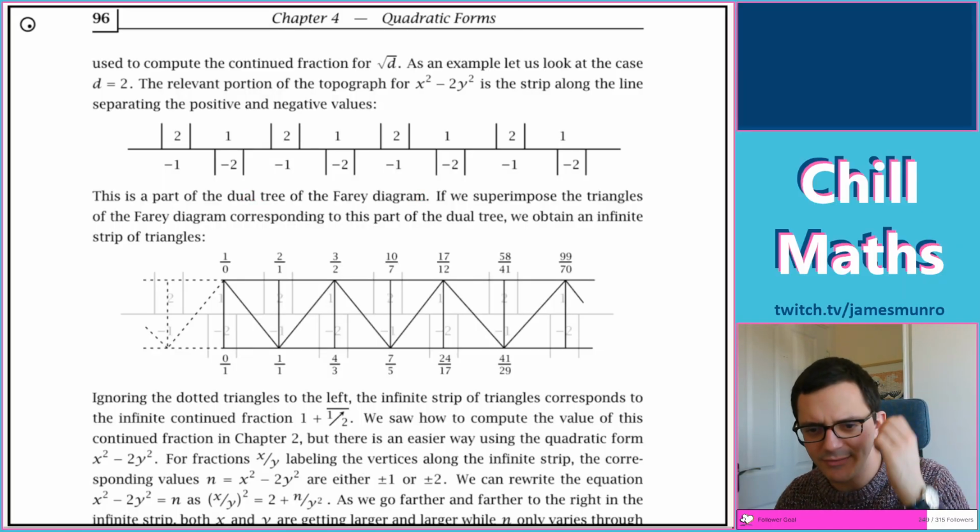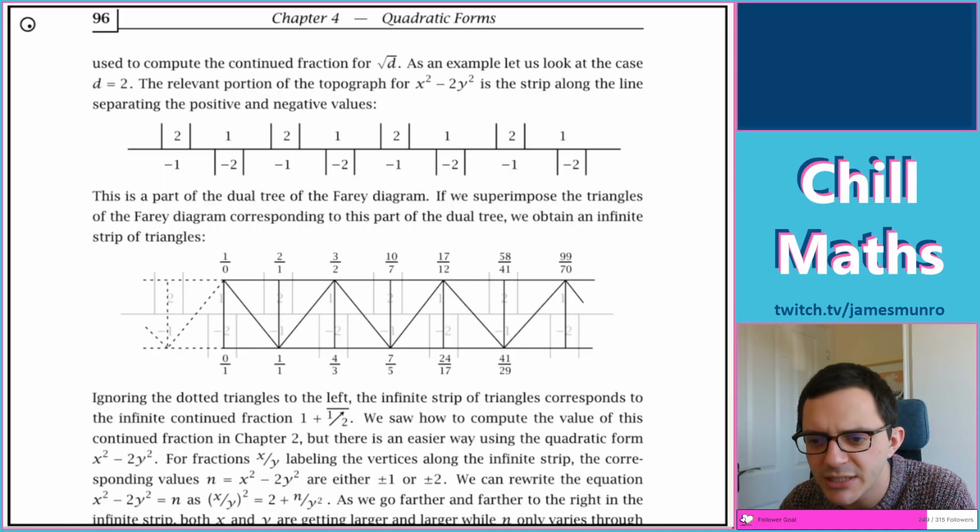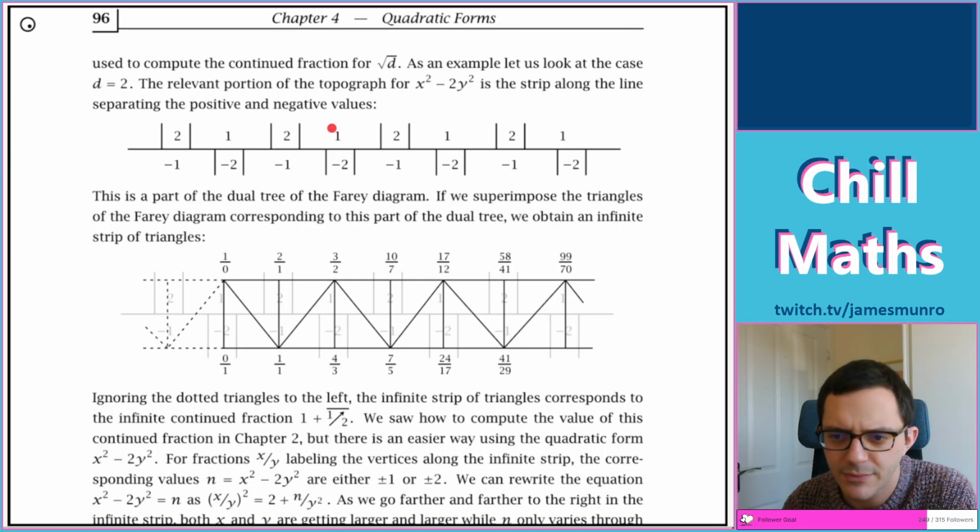Superimpose the triangles of the Farey diagram corresponding to this part of the dual tree. So there'd be triangles where, to get back to the original Farey diagram, we have this map which shows us edges between regions that were previously connected. Should have dual graphs work. So this should be connected to all of its neighbours. All of its neighbours? Yes, including this one sideways. So then you get a picture like this.